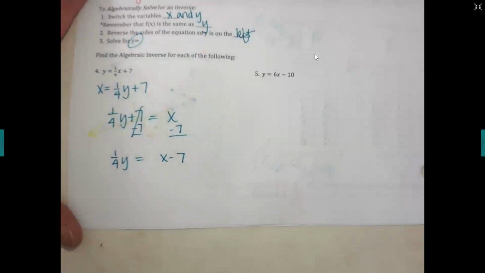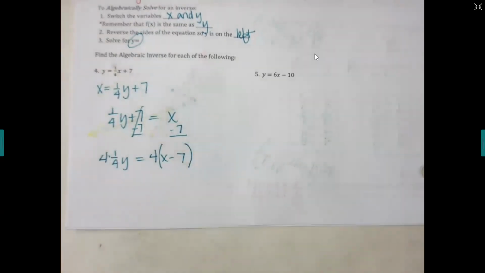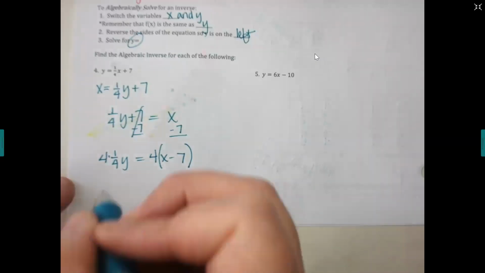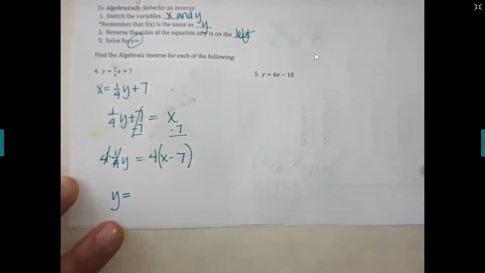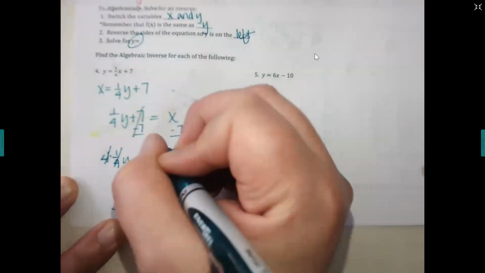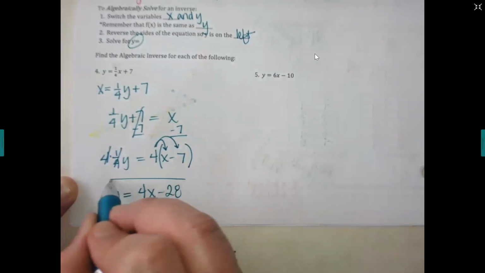Next step, I have a 1/4. That means divide by 4. How do I undo a divide by 4? Times 4. And when you times by 4, you need to times this whole side by 4, which means that you need to include parentheses. Then a times 4 and a divide by 4 cross out. So you have y equals, what is 4 times x? What is 4 times minus 7? Negative 28. Very good job.